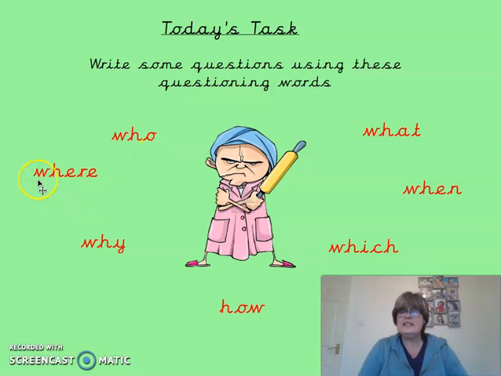This next one does start with the sound, but it's where. So again, not that easy to read. So another one you really need to take a look at now before we move on. Next one is why. Now, we know that a Y on the end of a short word sometimes does make the I sound, like in my and by. So this one is why, another one of our question words.